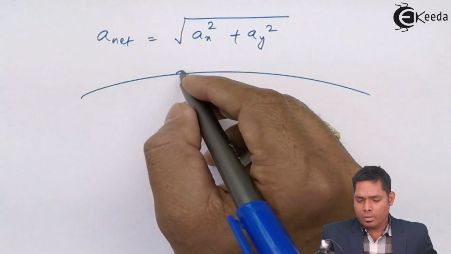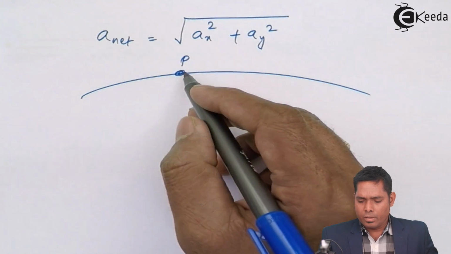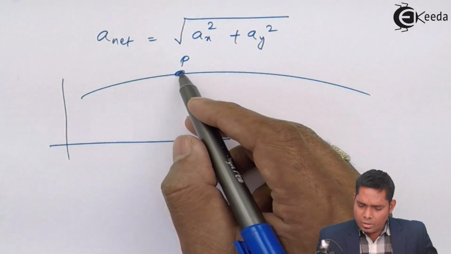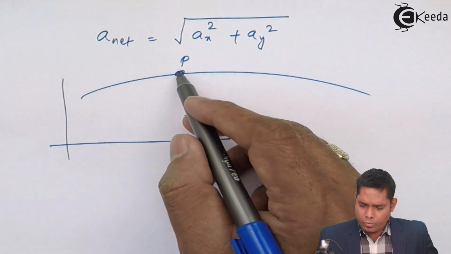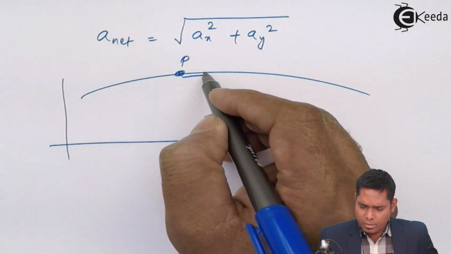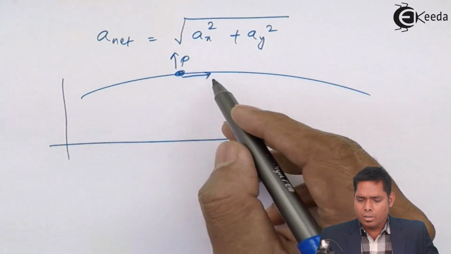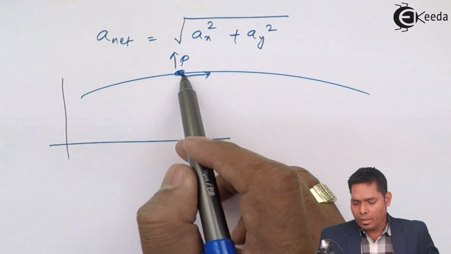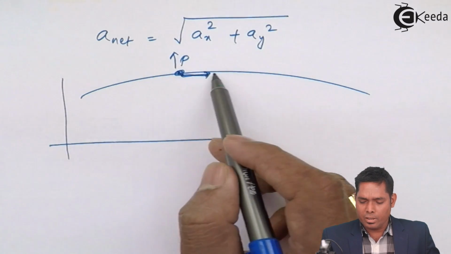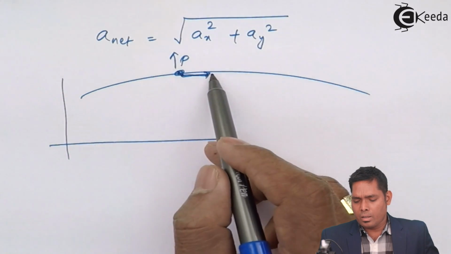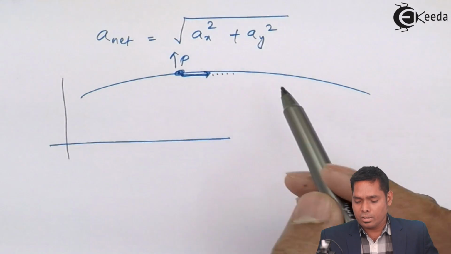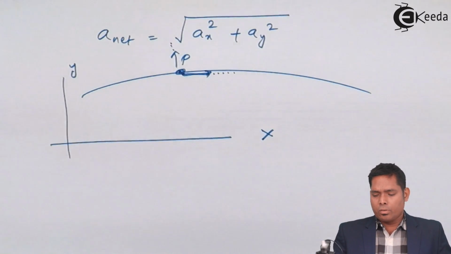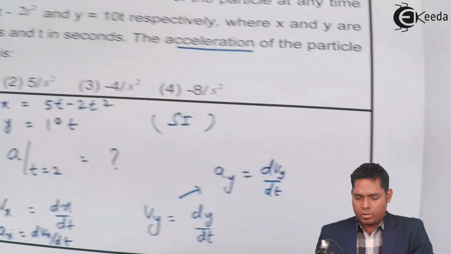So the particle is moving at any time with an x component and a y component. How the particle is moving in the x direction and how it is moving in the y direction, differentiating this we'll get at what rate it is moving in the x direction and at what rate it is moving in the y direction. So first we'll find the velocity using these steps.